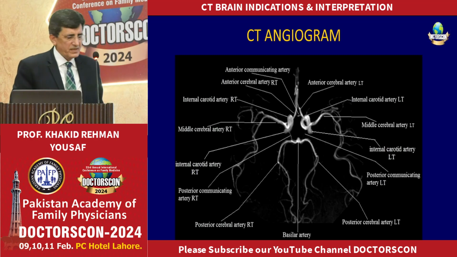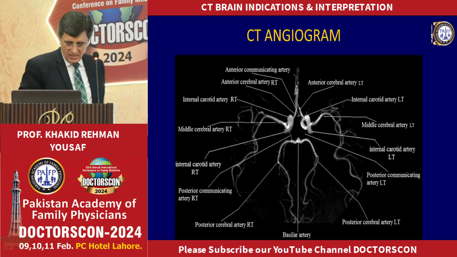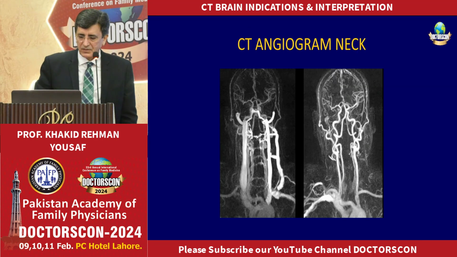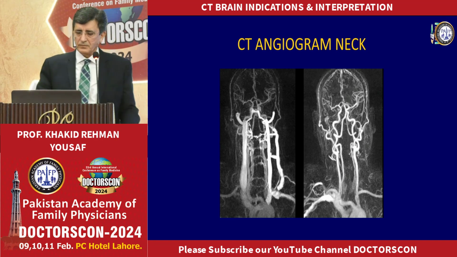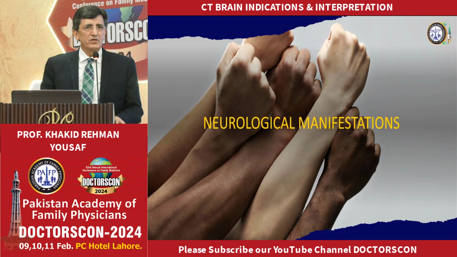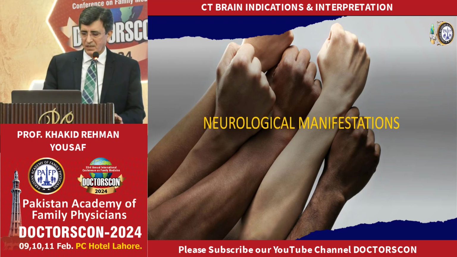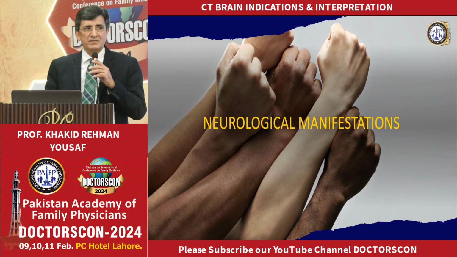This is an example of a CT angiogram with contrast. This is the circle of Willis, the main arteries of the brain and their branches, with contrast highlighting the vessels. Another example of a CT angiogram of the neck. So my main focus is on neurological manifestations because these are the emergencies. This we do in the acute settings.